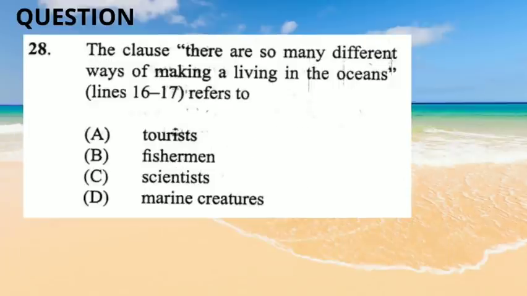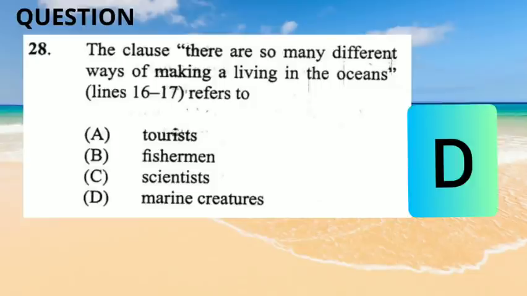Question 28. The clause, there are so many different ways of making a living in the oceans, lines 16 to 17, refers to A. Tourist, B. Fishermen, C. Scientist, D. Marine creatures. The answer is D. Marine creatures.